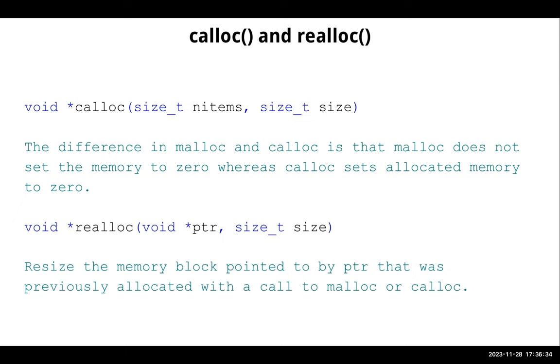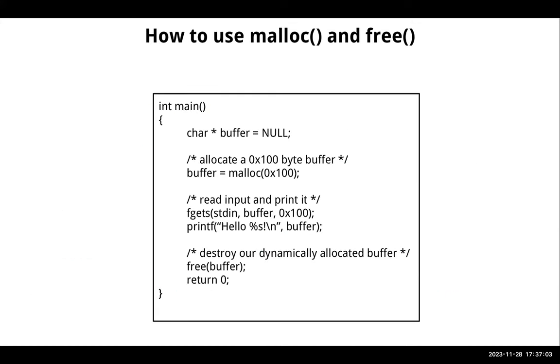Also, there is a realloc function to resize the memory block pointed to by a pointer that was previously allocated with a call to malloc or calloc. Obviously here, as a programmer, you should correctly give the address of a previously allocated buffer. But if you give it a different buffer, the system will behave in a strange way, and that can be an exploit for attack.